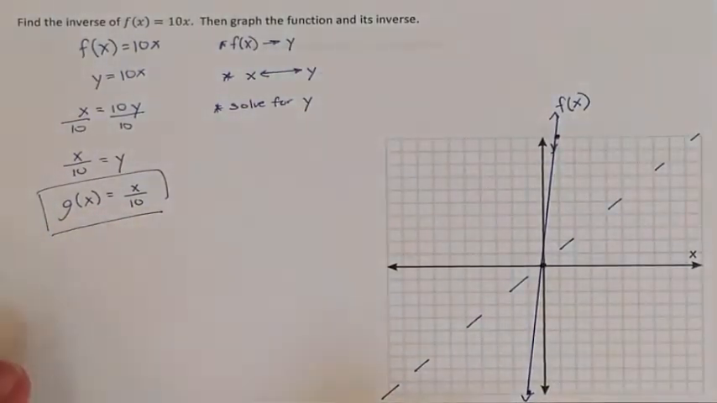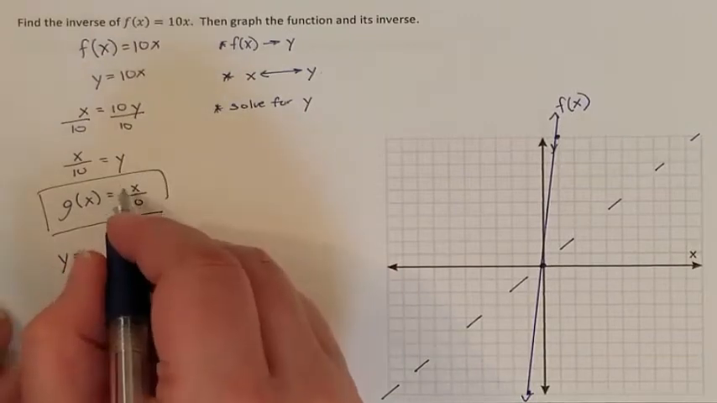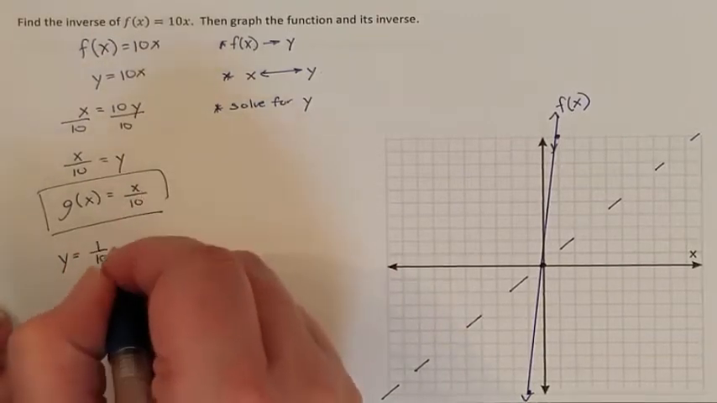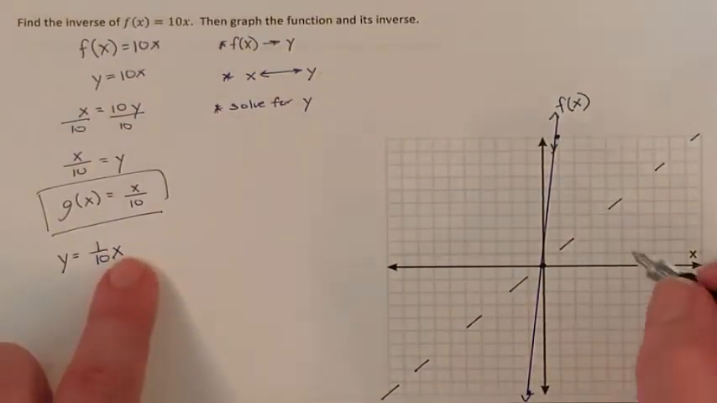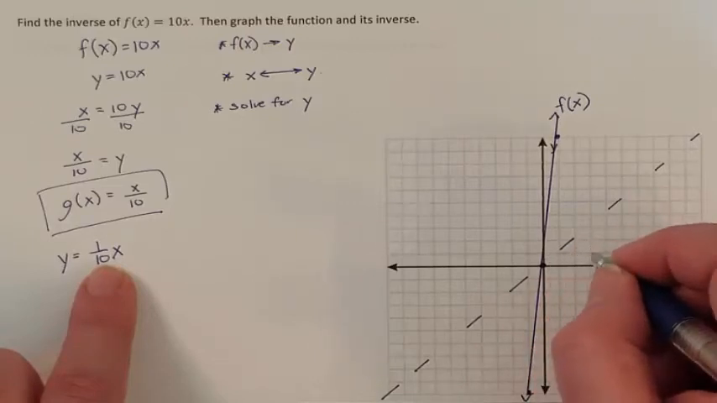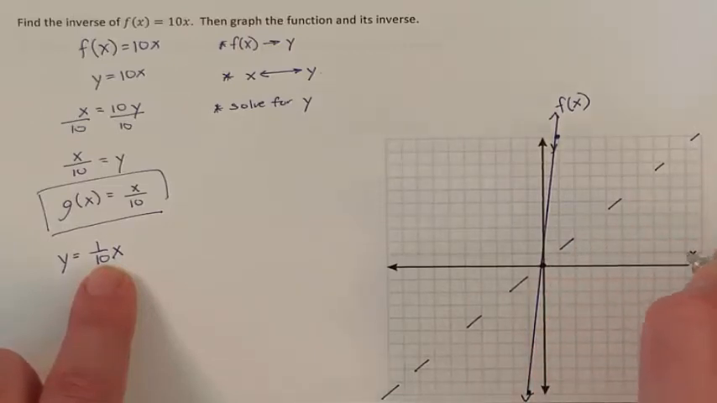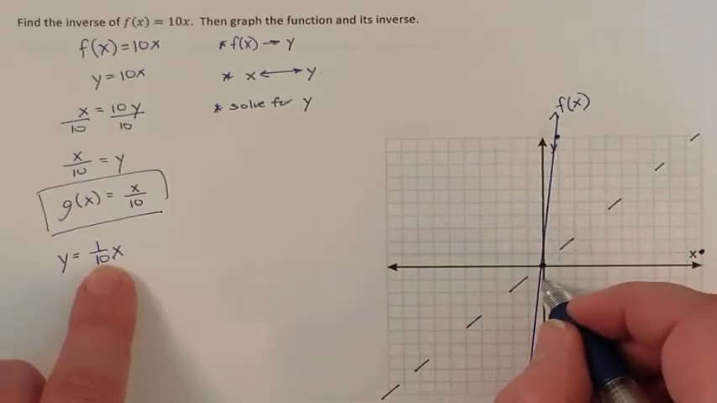I can't graph that. It's not in y equals mx plus b form. So this is supposed to be y equals 1 divided by 10 connected to the x. This is y equals mx plus b form. The y-intercept was 0. I'm supposed to go up 1 over 10. I need one more, so I'm going to go backwards. So down 1 over 10.